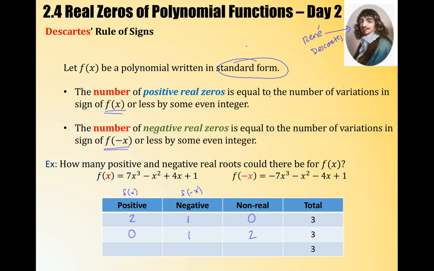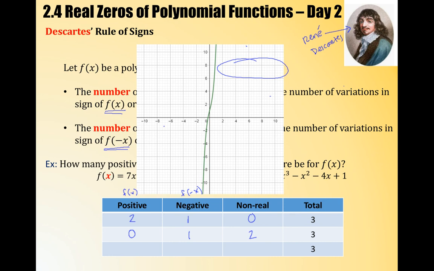So let's take a look at the graph to figure it out. Whoa, there we go. Check that out. There's just 1 negative. So which one was our lucky winner? This one. So there's going to be no positive, 1 negative, and 2 non-real solutions for f of x here.